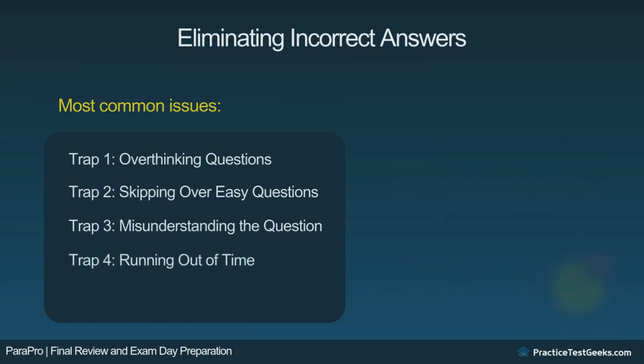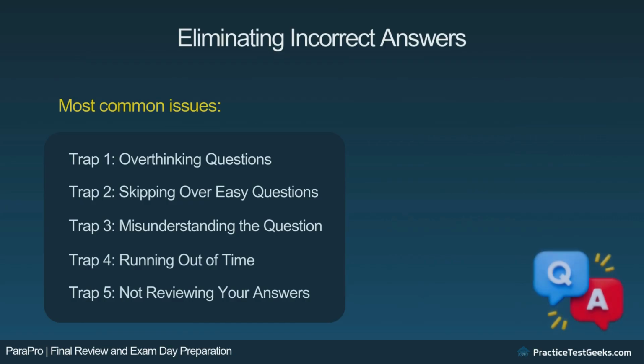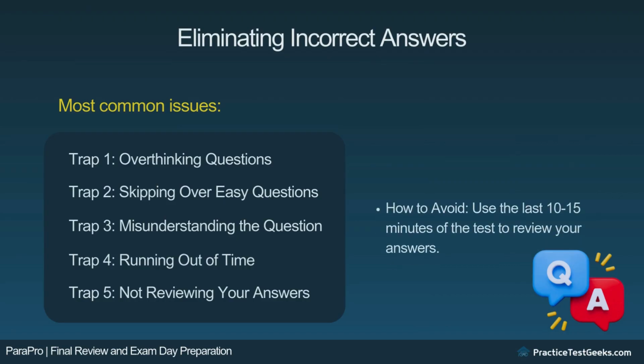Trap 4. Running out of time. You may spend too much time on one question and miss the opportunity to answer others. How to avoid. Use a timer and practice pacing yourself during study sessions. If you're unsure about a question, mark it and move on to the next one. Trap 5. Not reviewing your answers. You may make careless mistakes because you didn't double-check your answers. How to avoid. Use the last 10-15 minutes of the test to review your answers. Focus on questions you skipped or flagged for review.